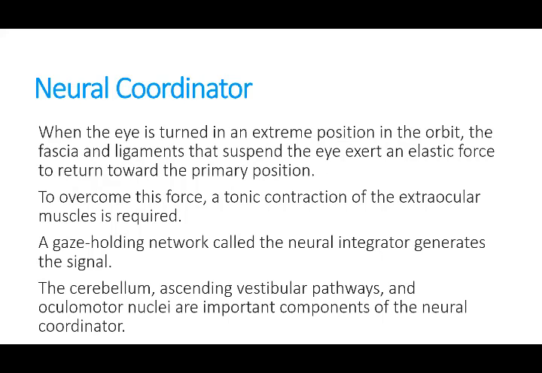Neural coordination: when the eye is turned in an extreme position in the orbit, the fascia and ligaments that suspend the eye exert an elastic force to return towards the primary position. To overcome this force, a tonic contraction of the extraocular muscles is required. A gaze holding network called the neural integrator generates the signal. The cerebellum, ascending vestibular pathways, and oculomotor nuclei are important components of the neural coordinator. So all this together is what enables you to see something, whether it's stationary or in motion.